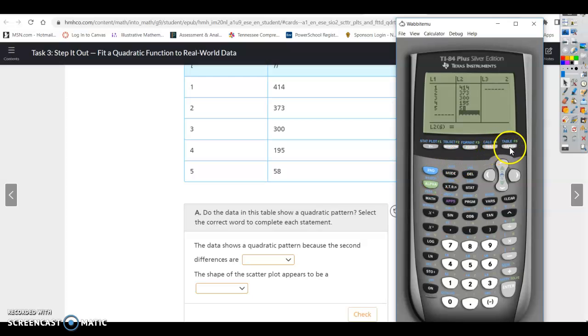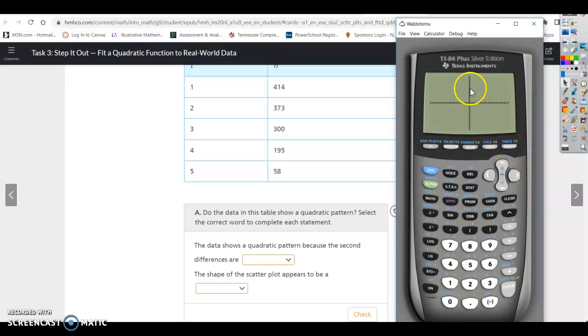Now, if I hit graph, it's not going to show up anything unless I turn on my scatter plot. So all I've done is enter points, but here where it says scatter plot, if you go to second, Y, and see how it has the stat plot is turned off, hit enter, and then hit on. And what that does is put the dots on the graph. So it's pulling from L1 and L2. That's where we put our X's and Y's.